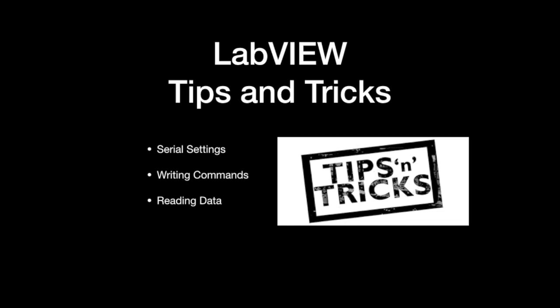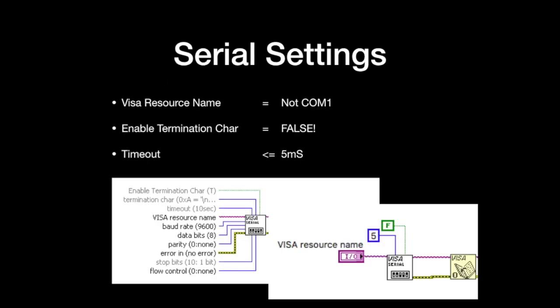The last few minutes of the video will be discussing a few tips and tricks to maximize the functionality of the Quiet board. All of the examples for this presentation will be from National Instruments LabVIEW. The very first trick is in opening the port. The default setting of the VISA configuration serial port VI works very well, with 3 exceptions: the VISA resource name, enable termination character, and the timeout value.